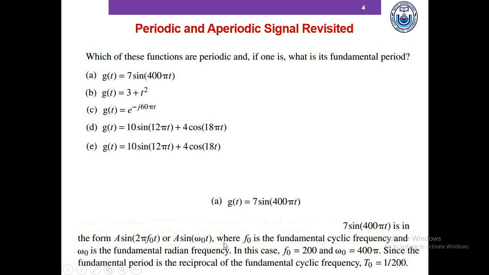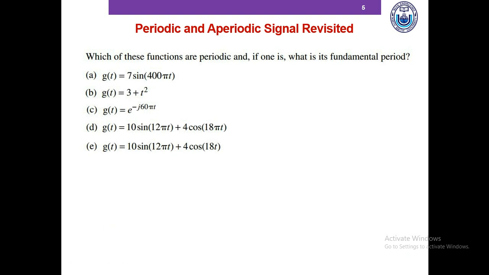So we already know that all sinusoids are periodic with frequency f naught. So here from this equation we see that f naught is basically 200, which means the period is basically 1 by 200, and g of t in problem A is actually a periodic signal.